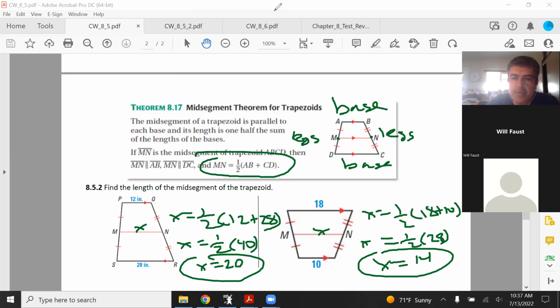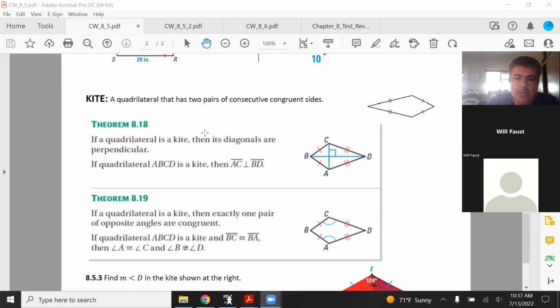Okay, let's keep moving. So there's a quadrilateral that has two pairs of consecutive congruent sides. It's called a kite. The diagonals are perpendicular, as I mentioned. So AC is perpendicular to BD.